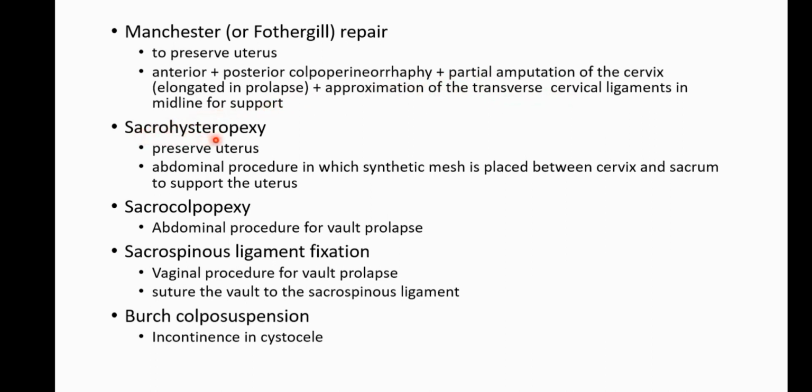Now, sacrohysteropexy is the best method to preserve the uterus, where we go by the abdominal route and place a synthetic mesh between the cervix and the rectum, and the cervix and the sacrum, and this in turn uplifts the uterus to align it the way we need it to be supported. Then sacrocolpopexy is done when there is vault prolapse, also by means of mesh. And sacrospinous fixation is the vaginal procedure for vaginal vault prolapse. The side effect is that there can be narrowing of the vagina, which can lead to dyspareunia.